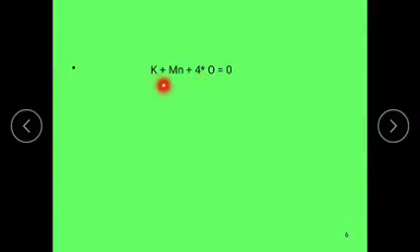Potassium plus manganese plus 4 into oxygen equal to 0. There are 3 types of atoms here: potassium, manganese and oxygen. Potassium is one, plus manganese, plus 4 into oxygen, then the sum should be 0.